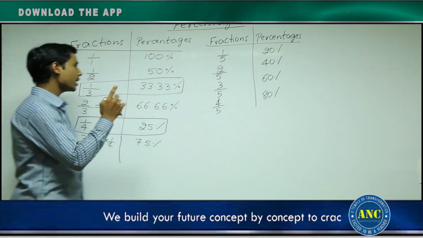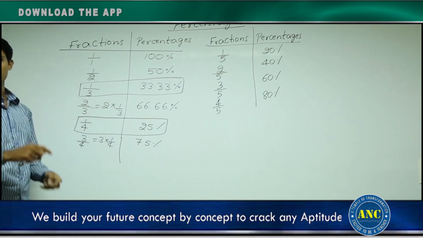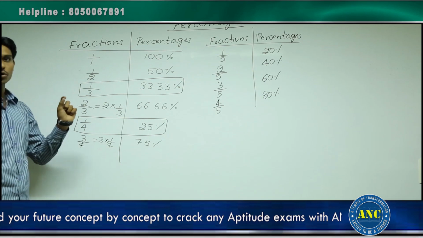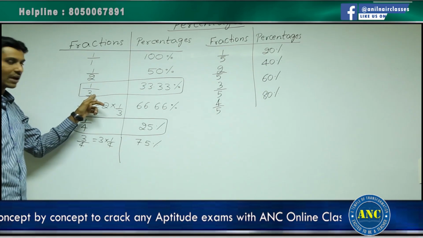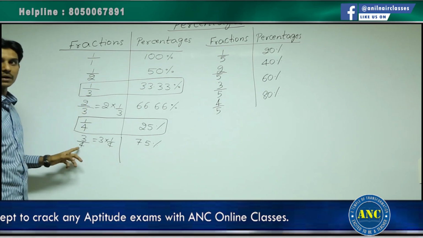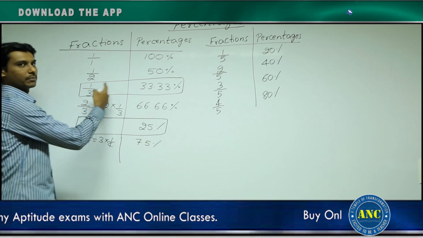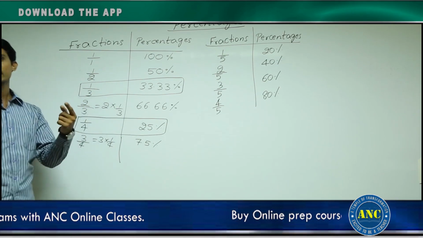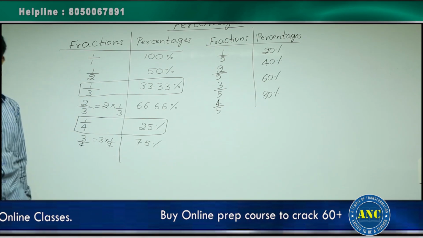That means the 1 by something value is very important. The 1 by something value should be known to you. If you know the 1 by something value, the remaining things are nothing but the derivatives of 1 by something, or the multiplying factors of 1 by something. Clear with that point, right?